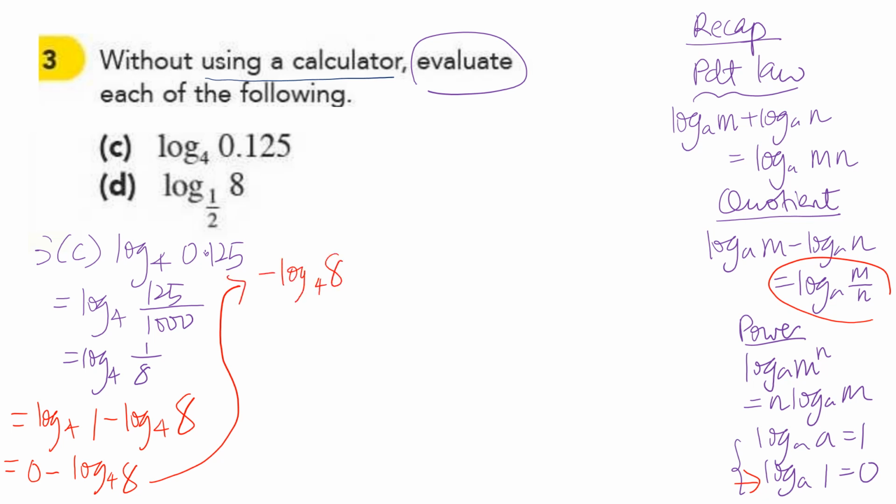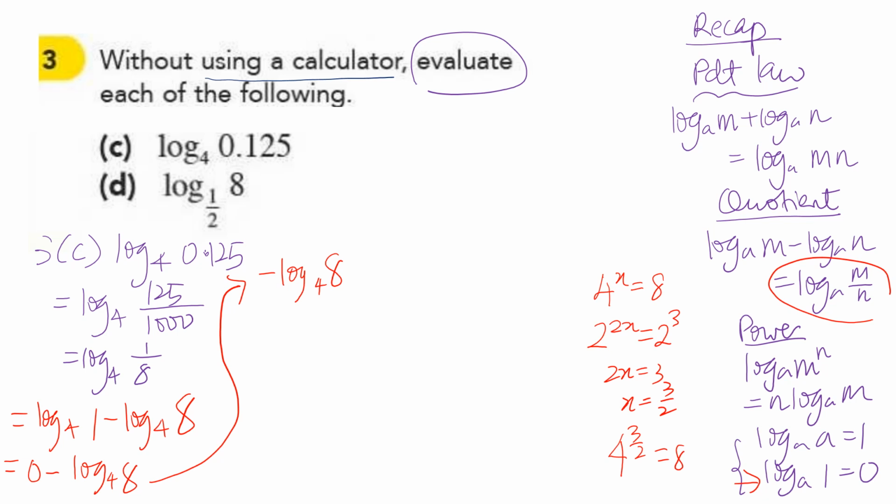From here onwards there are two ways of doing it. One way is to rewrite 8 as a power of 4. So 4 to the power of x equals 8, and I'm going to find the value of x. I can write 4 as 2 to the power of 2, and 8 as 2 to the power of 3. So 2x equals 3, x equals 3 over 2. So 4 to the power of 3 over 2 is equal to 8, and you can use a calculator to verify it.